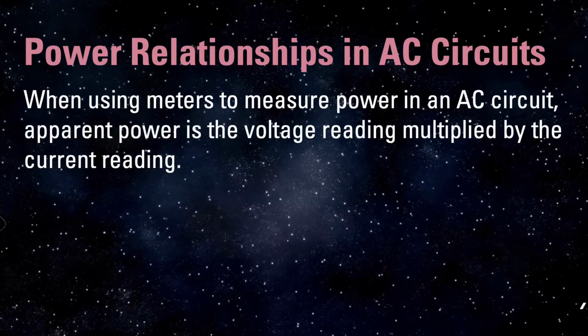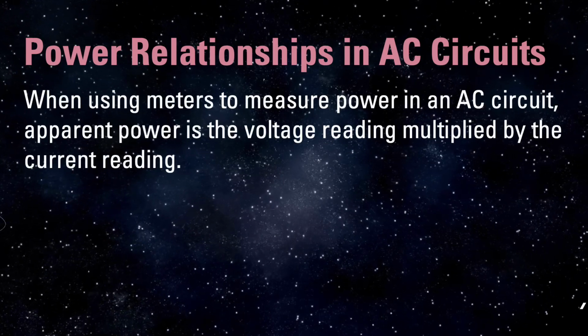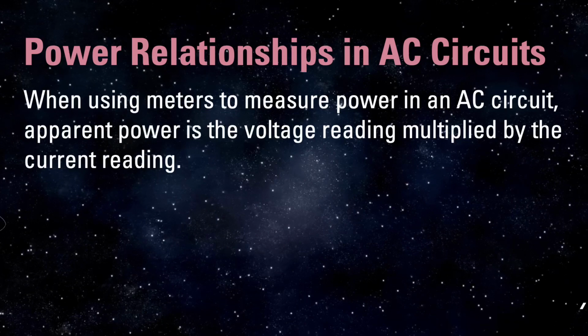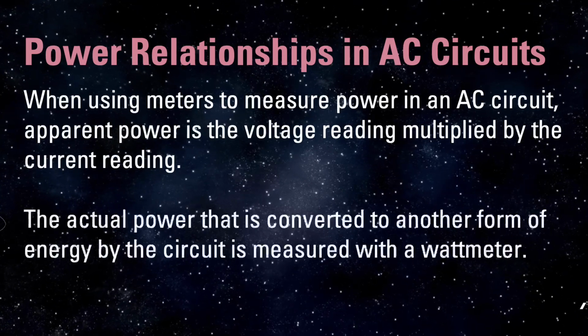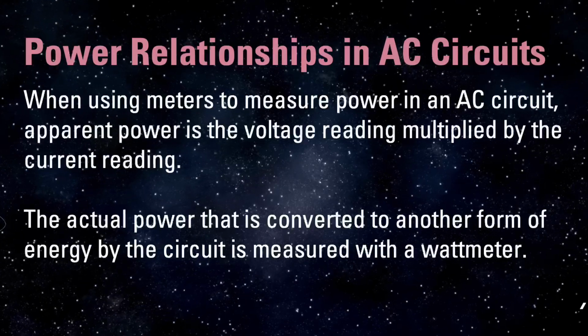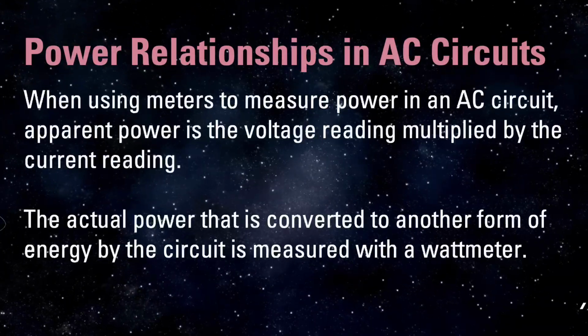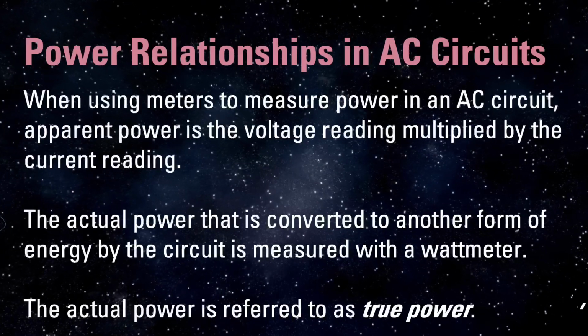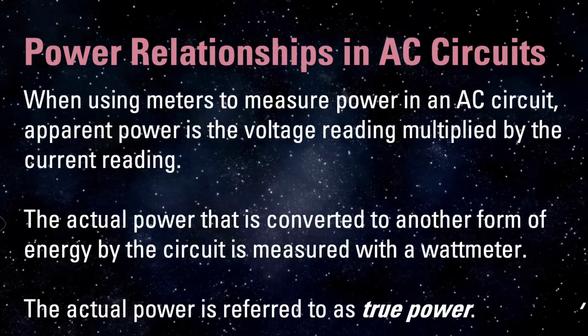When using meters to measure power in an AC circuit, apparent power is the voltage reading multiplied by the current reading. The actual power that is converted to another form of energy by the circuit is measured with a wattmeter. The actual power is referred to as true power.